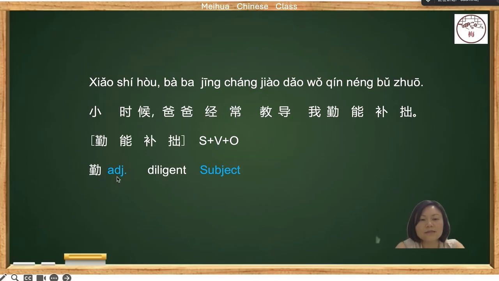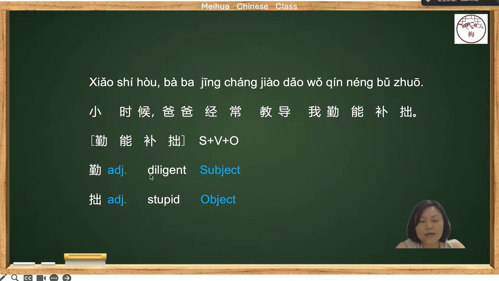勤 means diligent, work hard. In Chinese, 勤 is an adjective. You may wonder, how come an adjective can function as a subject in a sentence? Keep your question. Let's go to next.